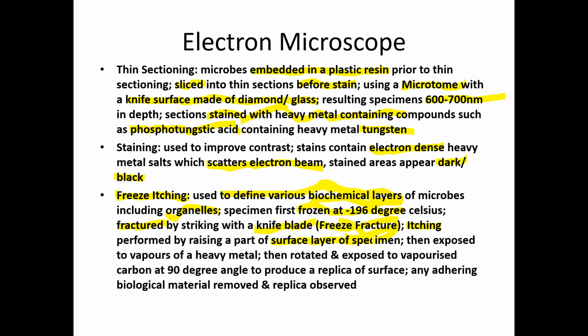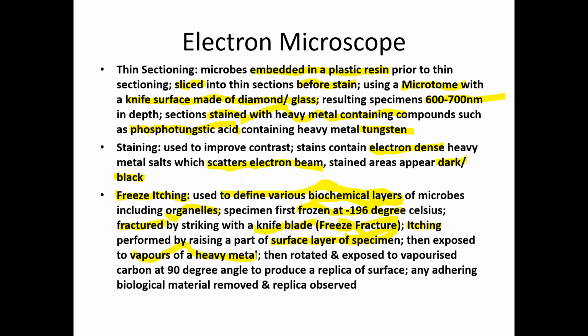So etching or fixation is performed by raising a part of the surface layer of the specimen. After that, it is exposed to vapors of a heavy metal. That is, we are going for staining. First of all, we are freezing the specimen at minus 196 degrees Celsius.